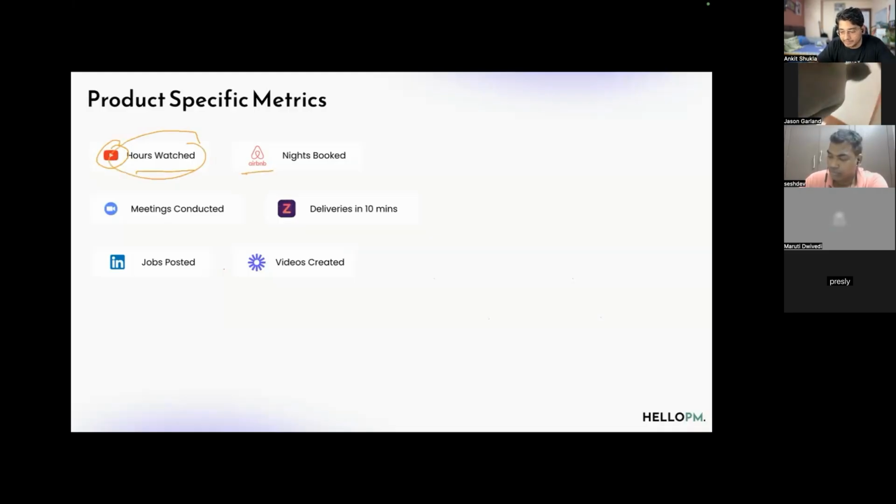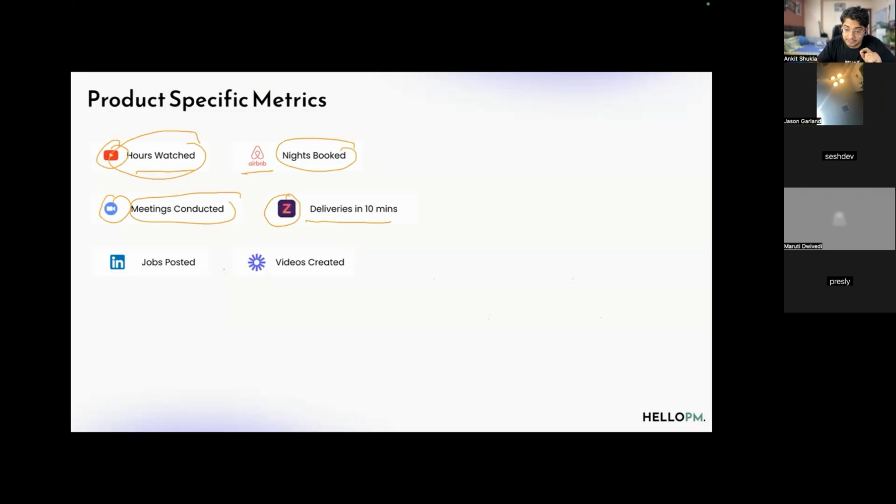Similarly, Airbnb is going to talk about nights booked. Zoom is going to talk about meetings conducted. How many meetings are conducted? Because it is unique to Zoom, this is how they measure their success. Similarly, Zepto is going to measure how many deliveries are we able to do in 10 minutes because that is their brand promise. That is their value proposition. And then LinkedIn, jobs posted. How many jobs are being posted on LinkedIn? And then there is a company which measures videos created.